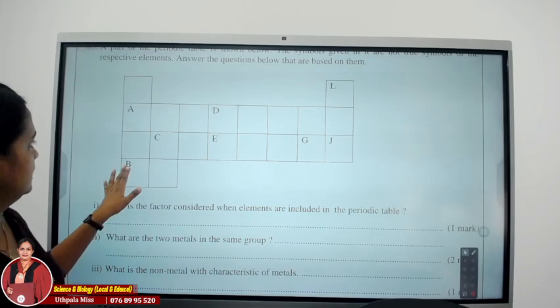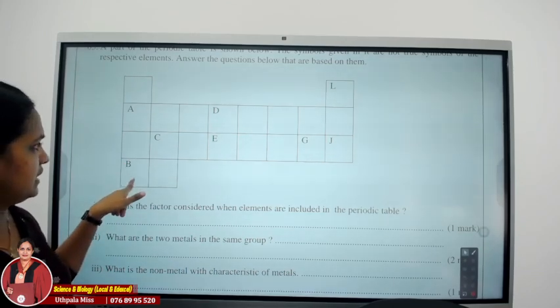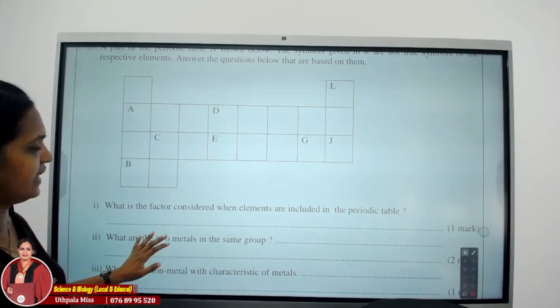B is potassium, right? Its atomic number is 19.